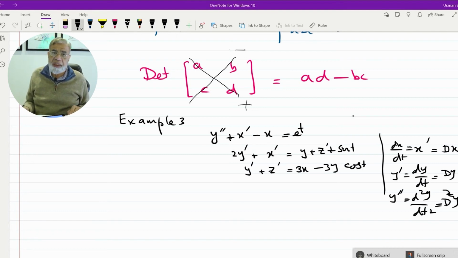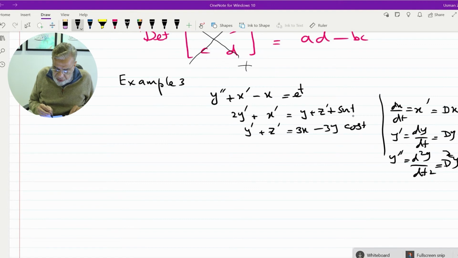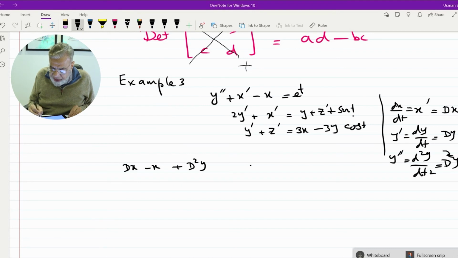Number three, we collect the values of x and y separately. First we write the values for x, then the values for y, and then the values for z. So we rewrite this one. We get dx, that is x dash, minus x plus d²y, and we get e to power t on the right hand side.